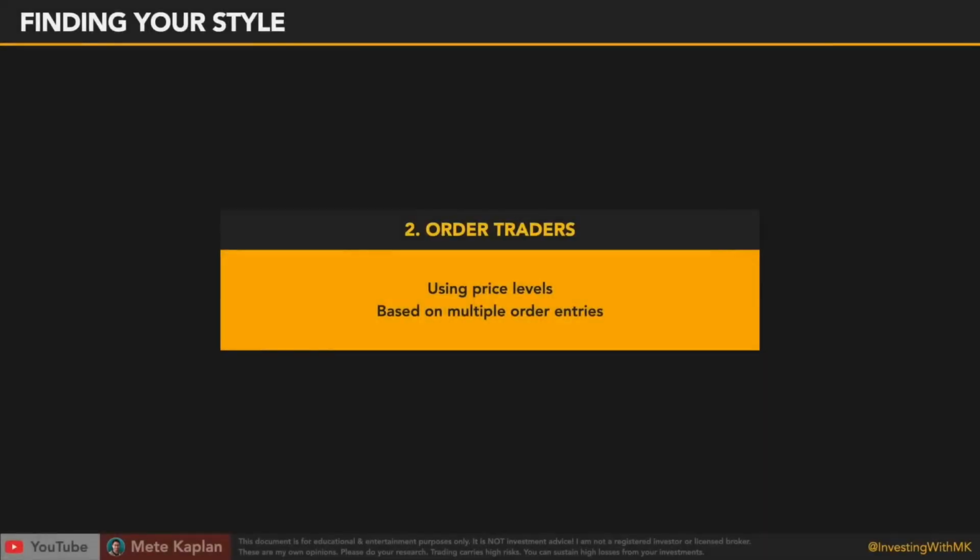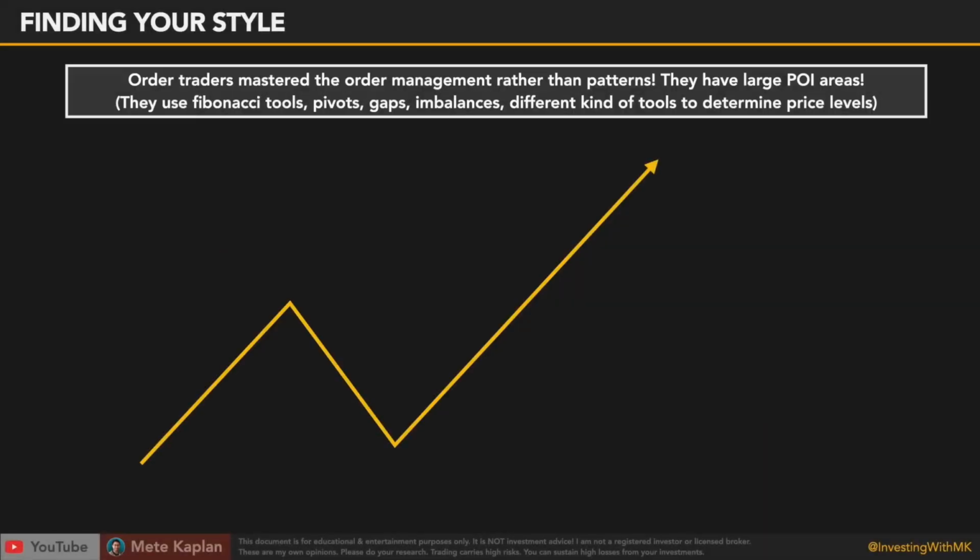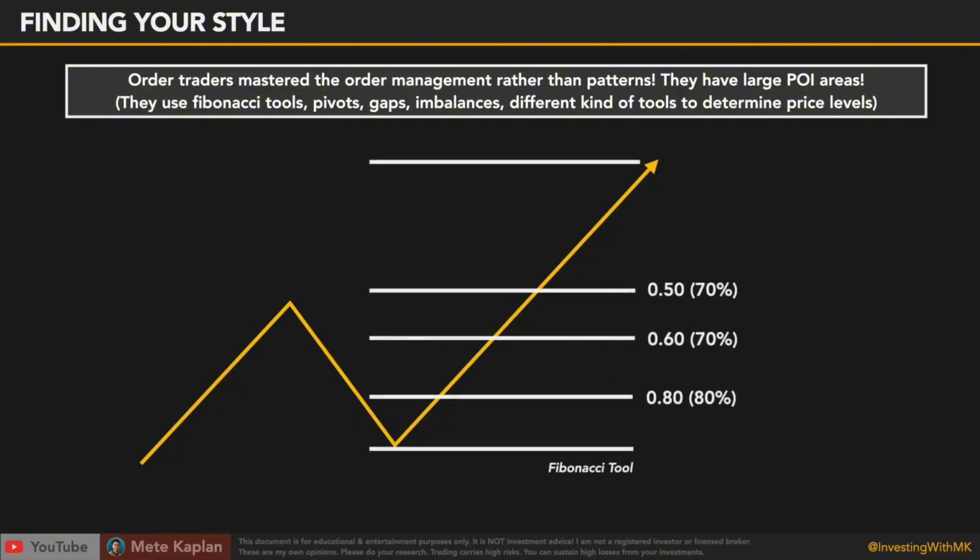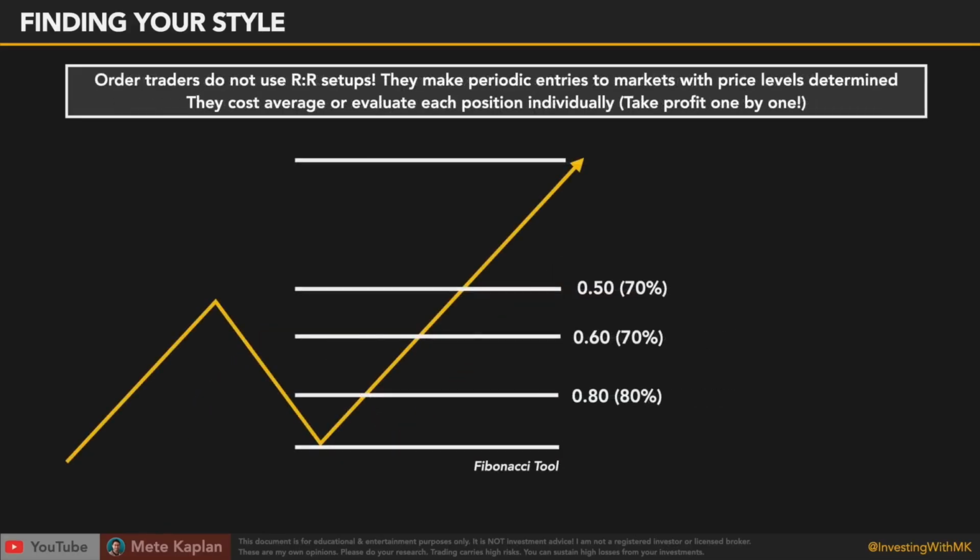How about the order traders? What kind of traders are these people? Order traders mastered order management rather than patterns. They have a large point of interest areas. They generally use Fibonacci tools, gaps, imbalances, or different kinds of tools to determine some specific price levels. So they are not precision traders or snipers. Instead, they are order managers.